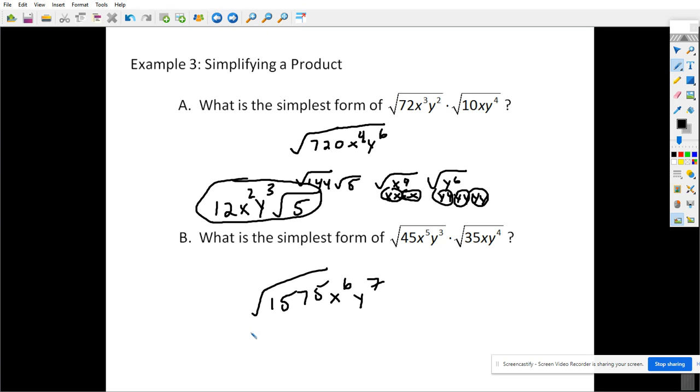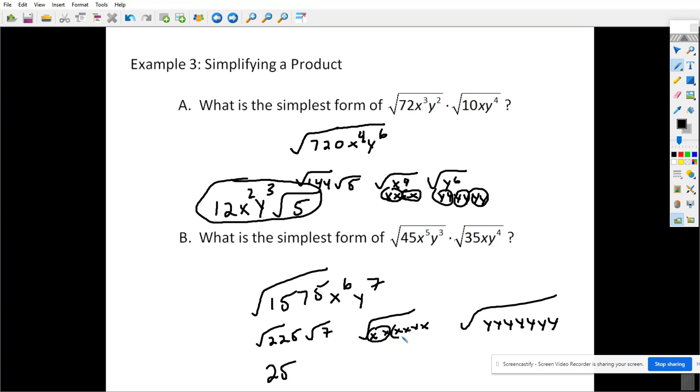So again, this breaks down to square root of 225, square root of 7. Again, 6 x's and 7 y's. And you don't need to write it down like this. I'm just showing it to you. Well, this is 25. 6 x's gives me 3 groups of 2, so it'd be x to the 3rd. 7 y's gives me 3 groups of y, so it'd also be y to the 3rd. But notice, there's no more x's left. I still have a y left over. So I'm left with 7y underneath. So this is multiplying the radicals and simplifying them.